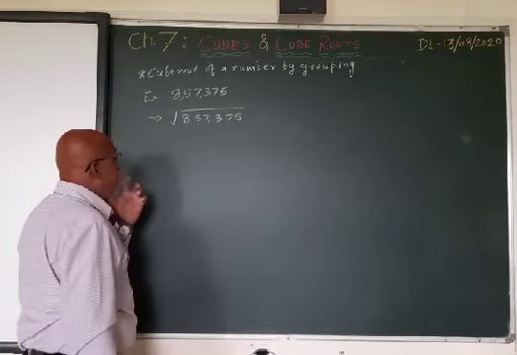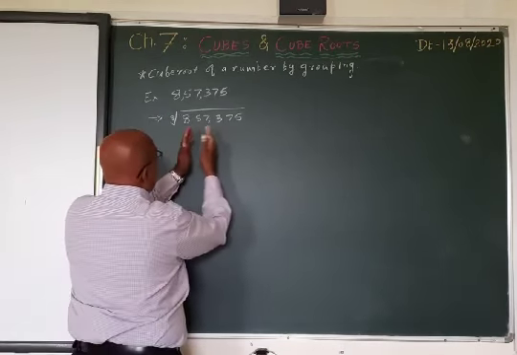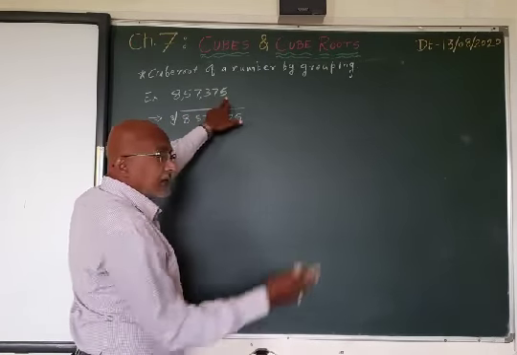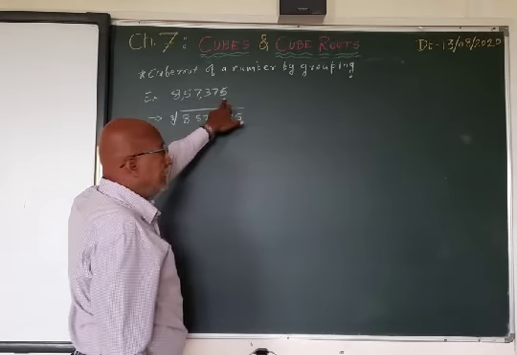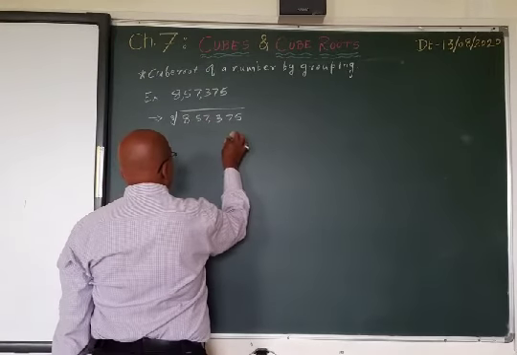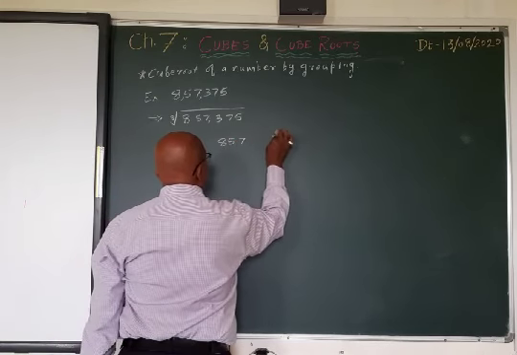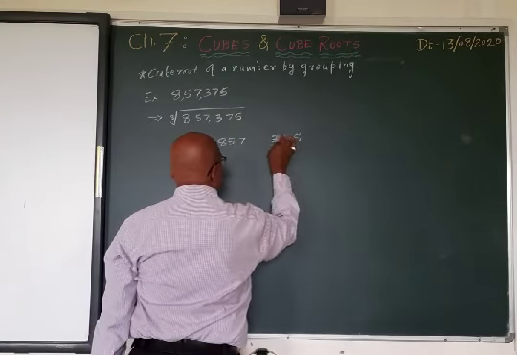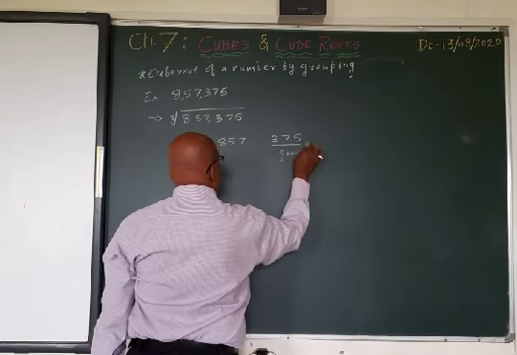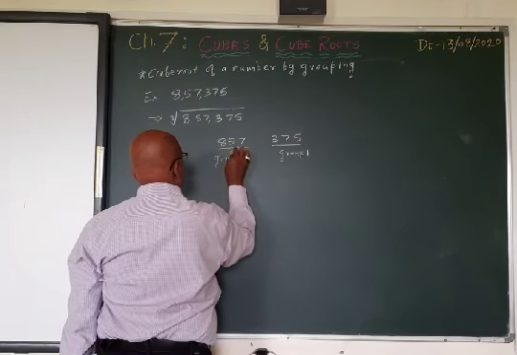Now as this is a 6-digit number, you have to divide it into two parts. One part from the right-hand side will be of 3 digits, that is ones, tens and hundreds. So the two groups will be 857 and 375. This is called group 1 and this is called group 2.